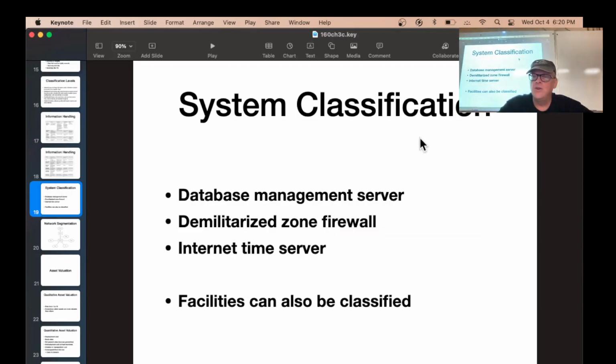So you determine systems by what they do. There's different kinds of servers. There's firewalls, there's databases, there's time servers, and you might have different physical locations, and they're also classified by what type of activity goes on there.